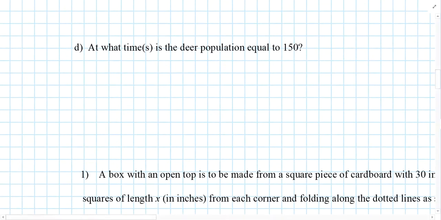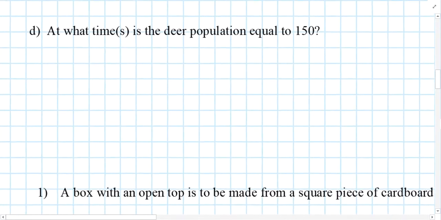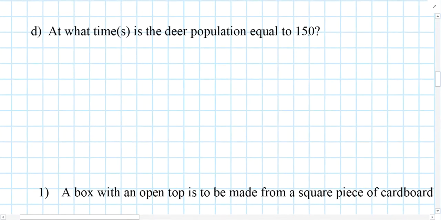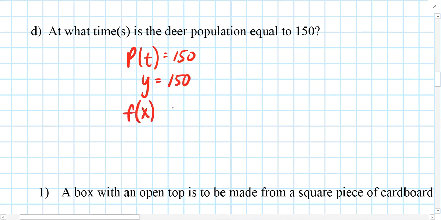Now for the last question in this video, we'll go ahead and answer part D here. At what time is the deer population equal to 150? Well, again, this is our way of asking, when does P of t equal 150? Or, since P of t represents a y variable, we can think, when does y equal 150? Or, since we're using a TI calculator, when does f of x equal 150? All three of these claims mean the same thing as long as we're using the same units.